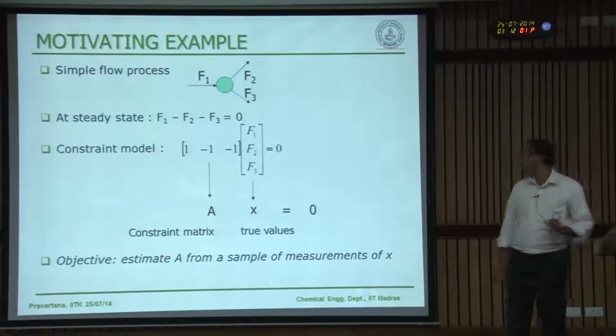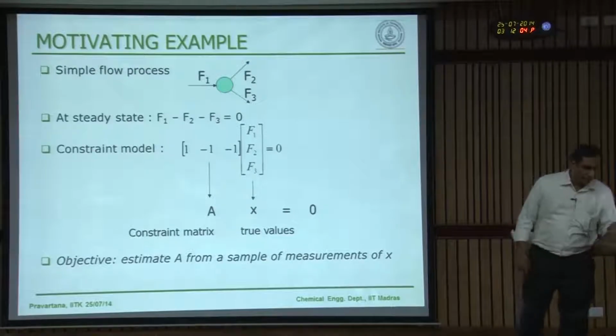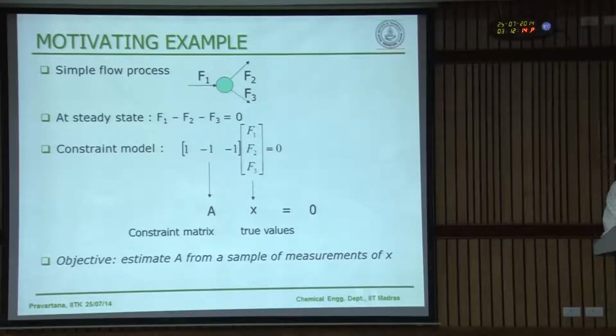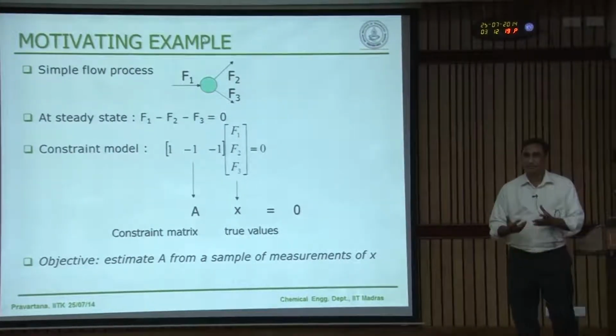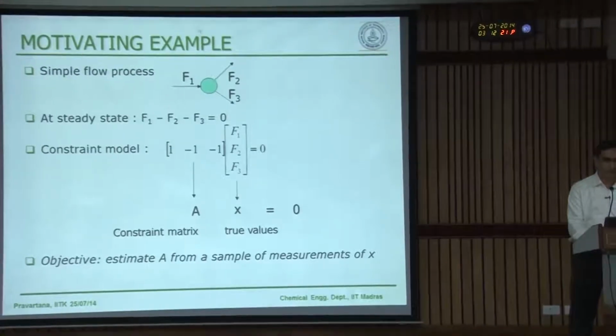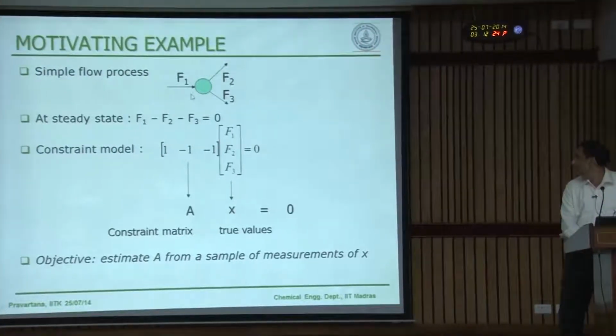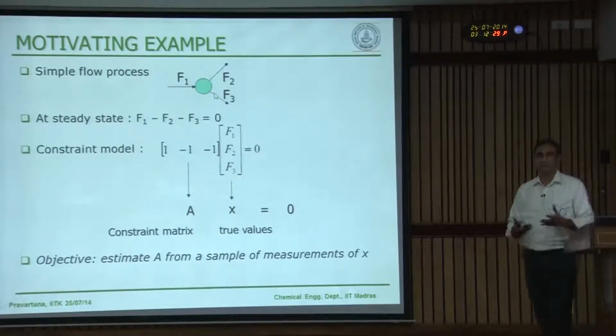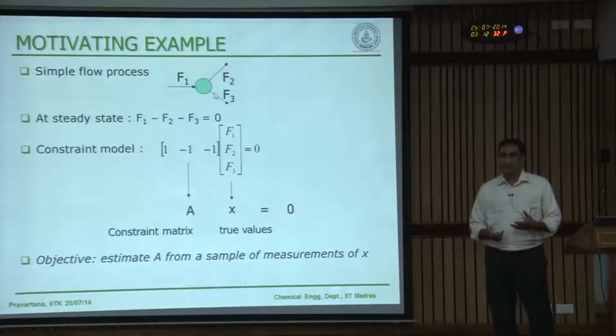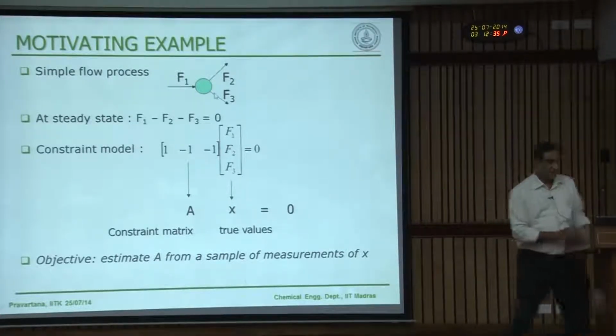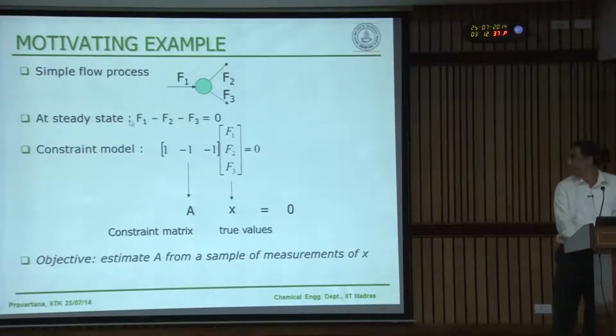To give you a motivating example, the particular problem I'm interested in is what I call water distribution networks or power networks where energy is conserved. This is a simple example of a flow system where a single inlet flow splits into two flows. If you are writing a first principles steady state model, it would be a linear equation in which flow is balanced. At steady state, you would expect the inflow to be equal to the outflow, assuming there is no accumulation in the unit.